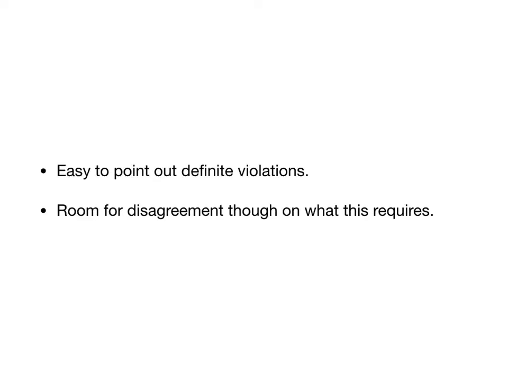Now, this one is a hard one because it is very easy to point out definite violations. But it is hard to say without some controversy what it actually requires. Let me give you some examples, right? Medieval Europe, if you were a peasant, you would go into a different legal system than a lord, somebody who was in the nobility. There were separate legal systems, different punishments for peasants and nobility.